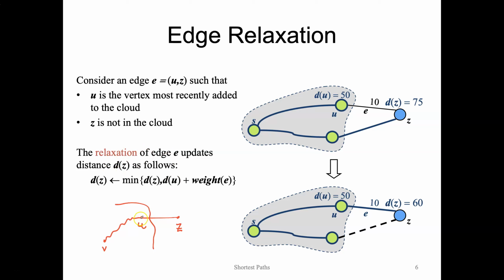So when an edge from u to z is relaxed, when vertex u is added to the cloud next, we update z's distance label to be the better of two options: either whatever we had already before to vertex z, or we may find a shorter path going through vertex u, and the length of that path would be whatever u's distance label is. This is the distance from our starting vertex to u, plus now the weight of this edge from u to z.